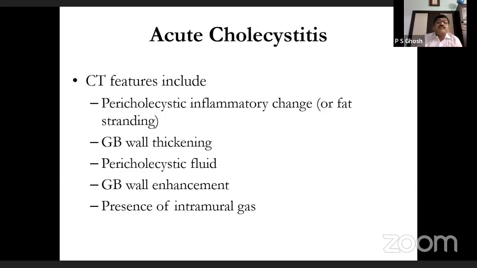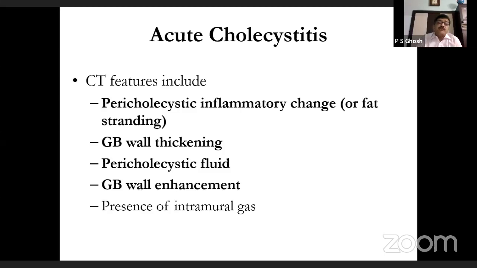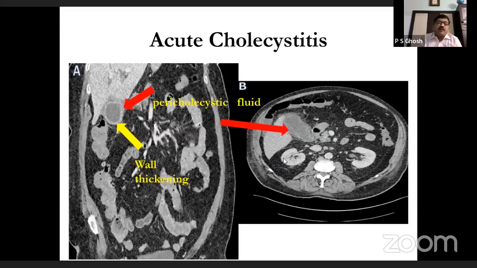Acute cholecystitis is mostly picked up by ultrasound, but the CT features are cholecystic inflammatory changes, GB wall thickening, pericholecystic fluid, GB wall enhancement, and presence of intraluminal gas, which is better seen in CT. Now, gallstones may not be seen in CT.